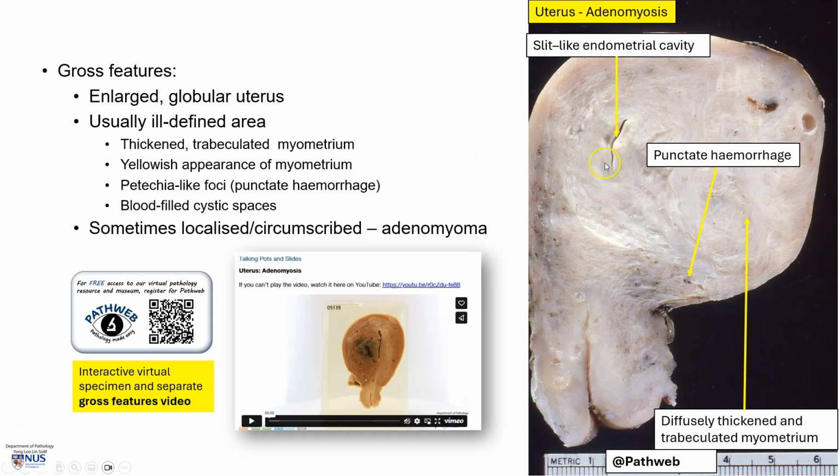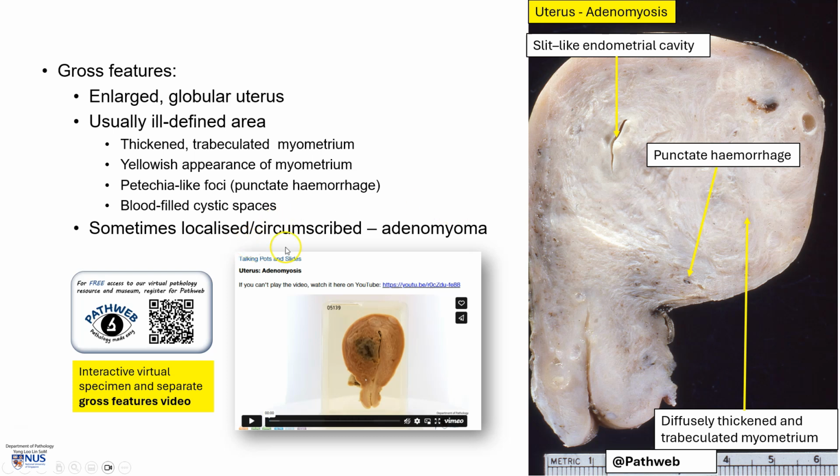Grossly, adenomyosis would usually present as an enlarged and globular-shaped uterus. The area is usually quite ill-defined, so you can see here that there are these trabeculations within the myometrium. Sometimes the myometrium can appear somewhat yellowish as well, and we can see these little petechiae-like foci of punctate hemorrhage, and sometimes there can also be blood-filled cystic spaces.